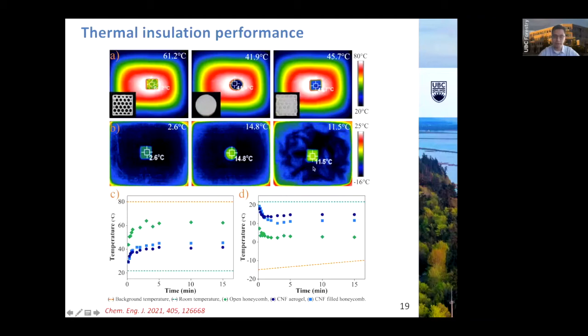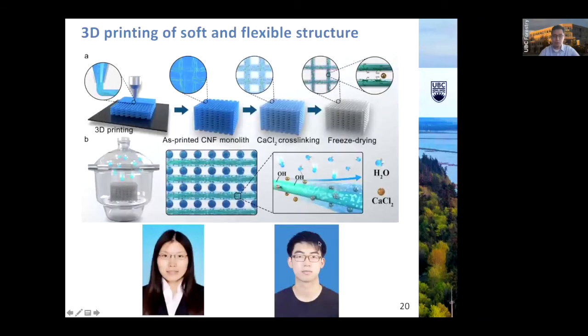I think the performance falls between the two: it's a little bit better than the honeycomb structure, but a little bit lower than the aerogel, because there's a lot of solid material that can conduct heat through the structure. But it's still showing good insulation from both heat and cold. Here's the temperature change: the aerogel has a minimal change, and then the honeycomb filled with aerogel, and this honeycomb.